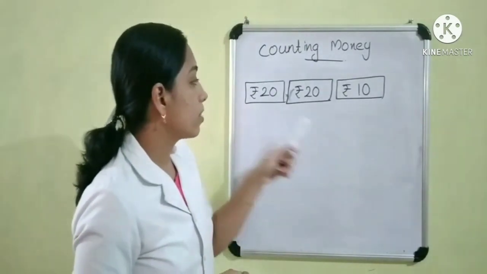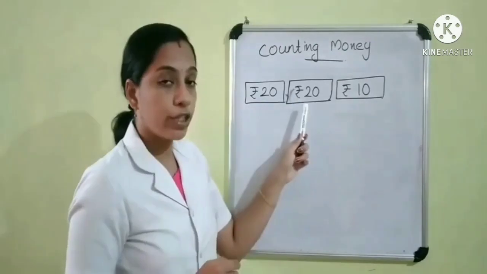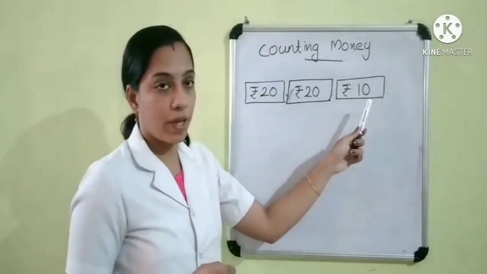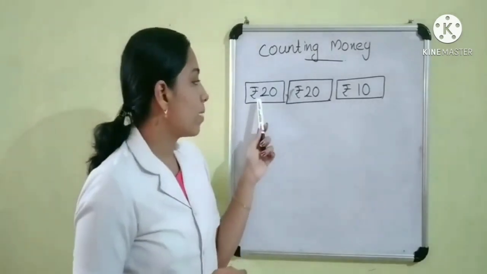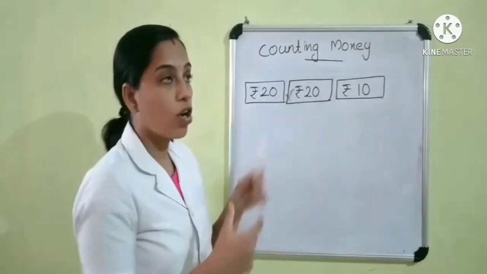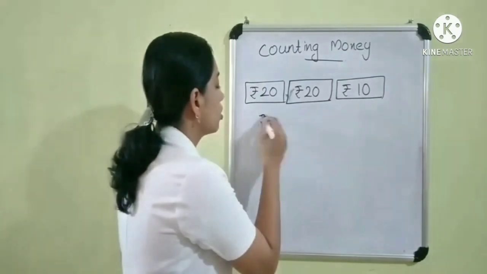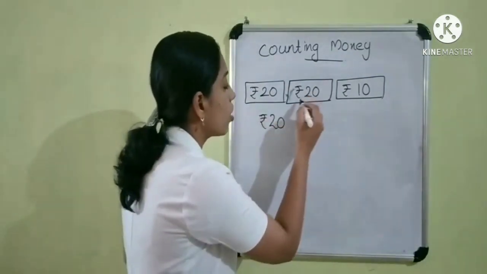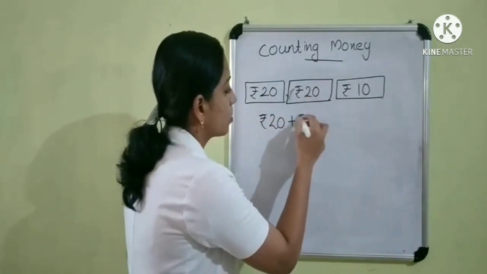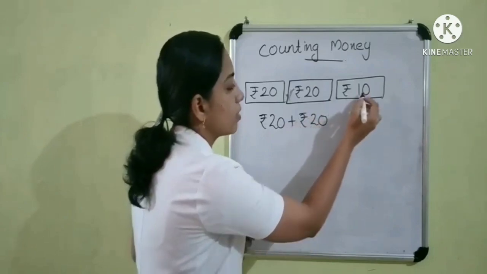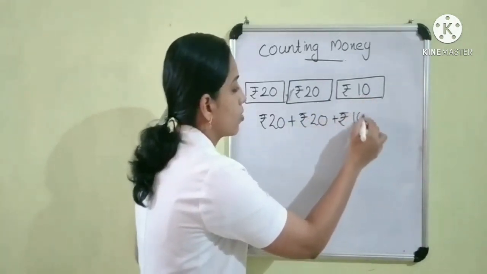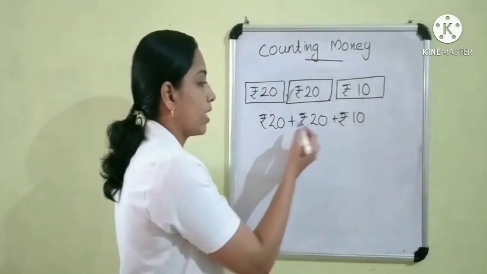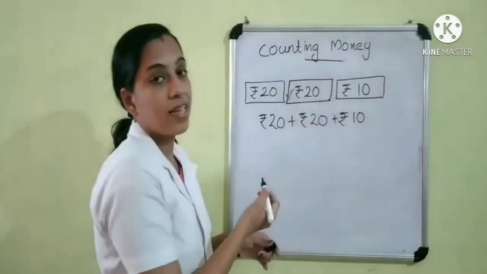Here we can see 3 notes. That is two 20 rupee notes and one 10 rupee note. Let us count the money. So tell me, what is the value of this note? Yes, it is rupees 20. Here also the value is rupees 20. Then the value of this note is rupees 10. So let us add rupees 20 and rupees 10.